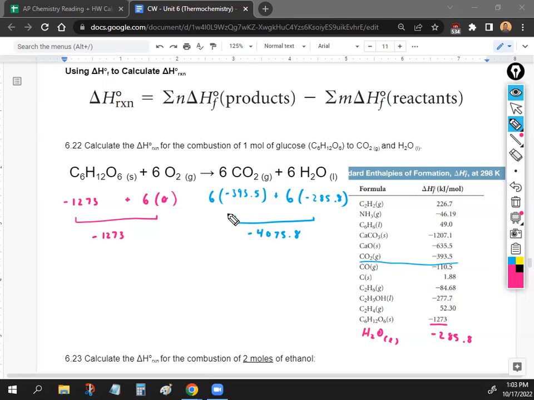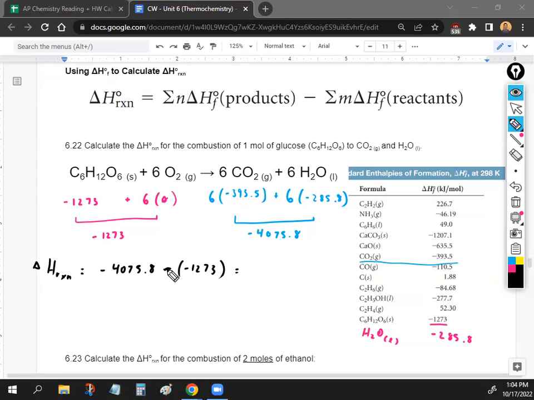Depends on the sign. So minus a negative, it's positive. You're getting ahead of me. I'm trying to plug in here. So we got negative 4,075.8 minus negative 1273. So if we do this, it's going to be a plus operation. Yeah, so negative times a negative. Josie, I was about to get to it.